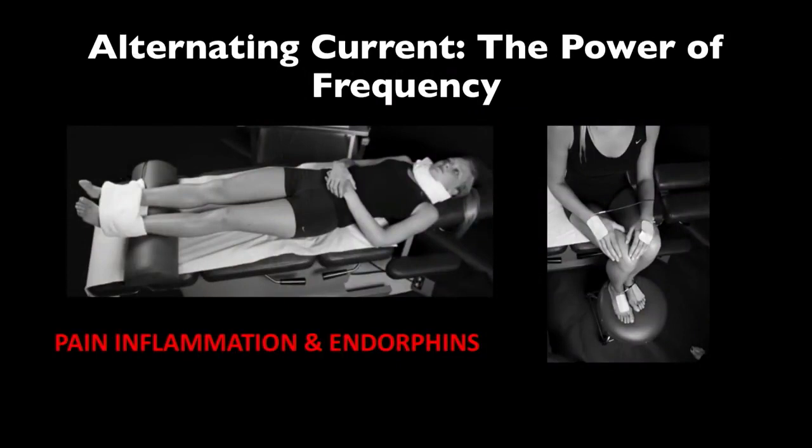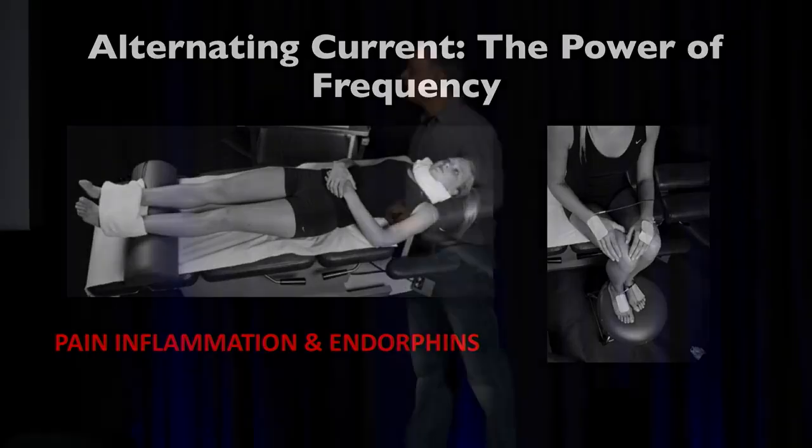And if we move on to alternating current, what alternating current does is to give us the power of frequency. So what you see up here on this slide is a treatment that's happening for fibromyalgia for this patient. And we look at the effect of this kind of AC current on pain, inflammation, and endorphins in the body. So this patient is receiving alternating current treatment at the neck and at the feet using 2 channels of current.